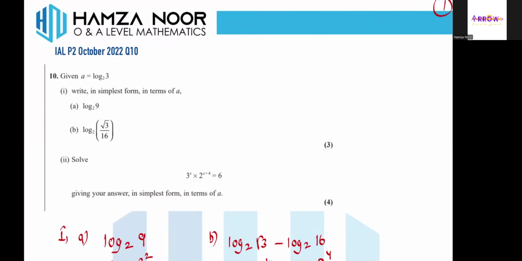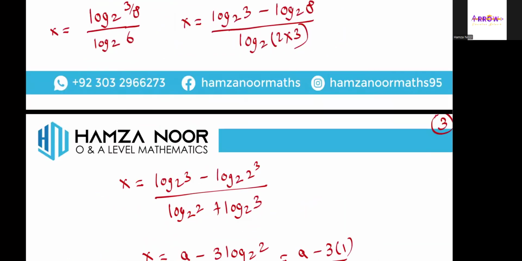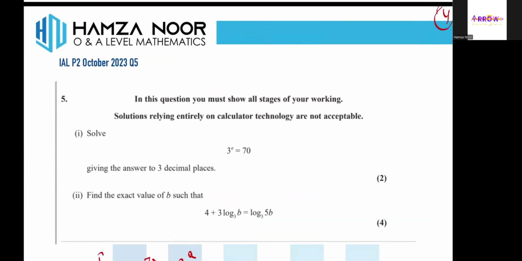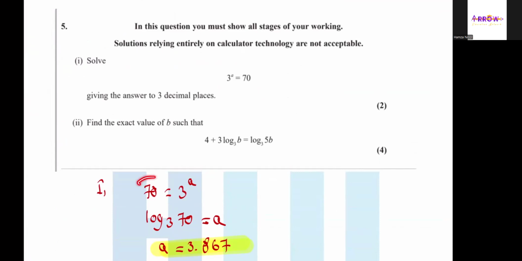So now up next, we have another question, which is October 2023, question number 5. The question is saying: solve 3 raised to the power of a is equal to 70, giving the answer correct to 3 decimal places. So we have a straightforward index form. I can say that 70 is equal to 3 raised to the power of a.